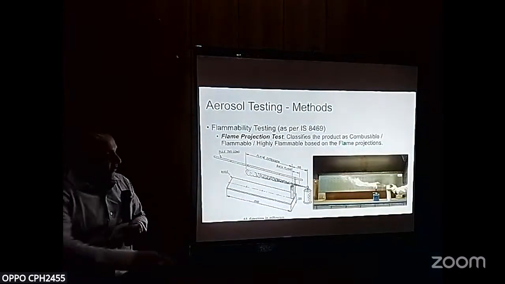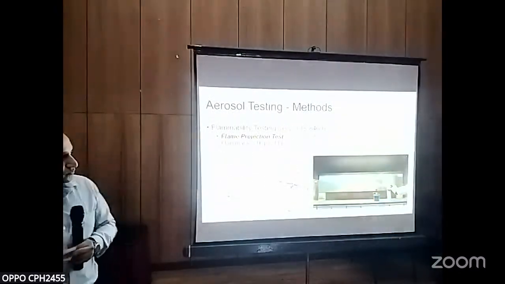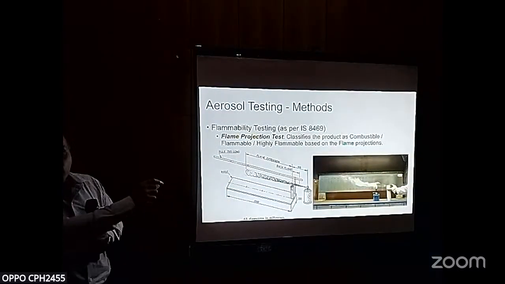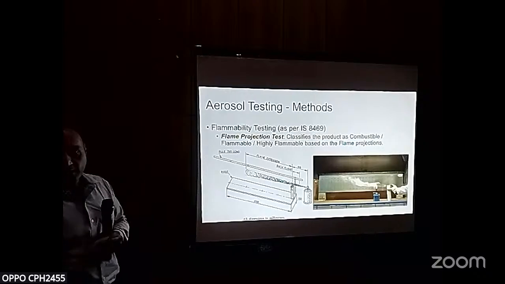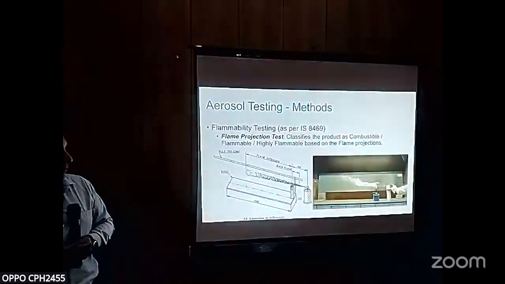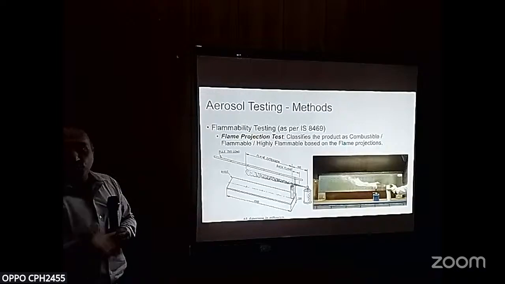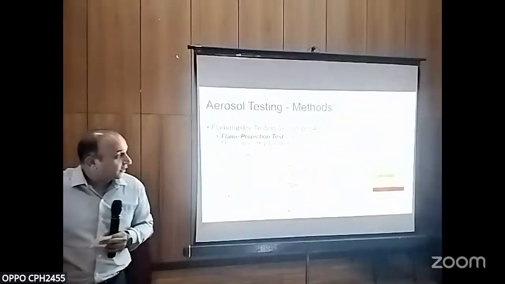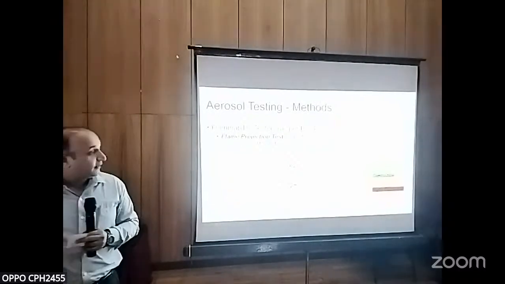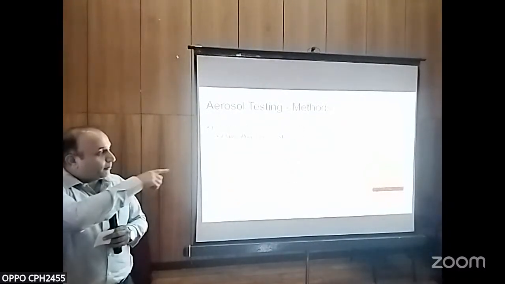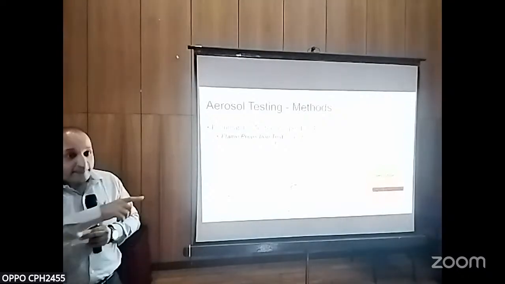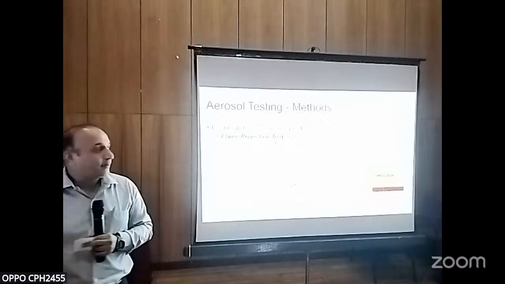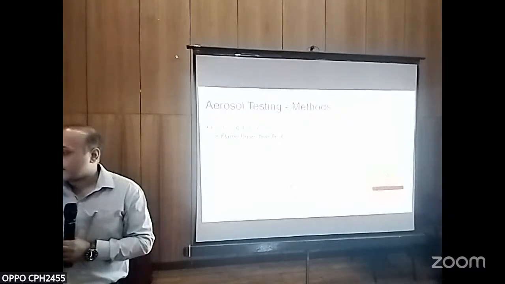Once you do a test, it almost looks like this. You have a running scale behind, and a candle or any source of ignition over there, and then you spray at 150 mm to see what the flame projection is. This is what is being seen. The BIS classifies it as combustible, flammable, or highly flammable. If any product is highly flammable, it has to be immediately banned or immediately withdrawn from the market.